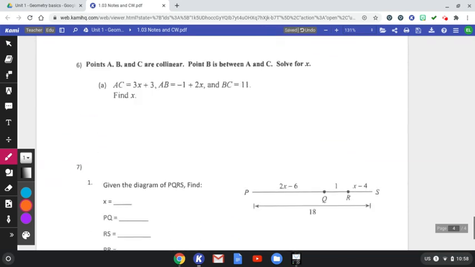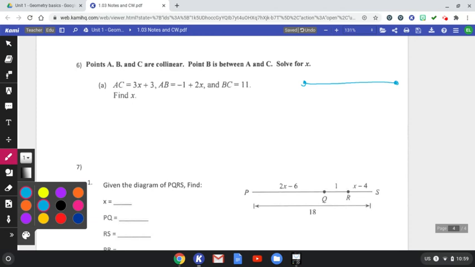A diagram for number 6 I can help you with quickly is going to be a straight line. Points A, B, and C are collinear. Point B is in between A and C. So if A is here, B is somewhere in there. It might not be in the middle. We don't know that part. And C would be over here.